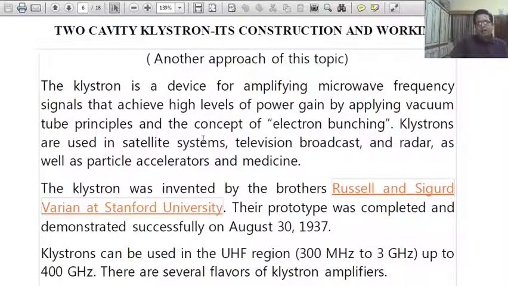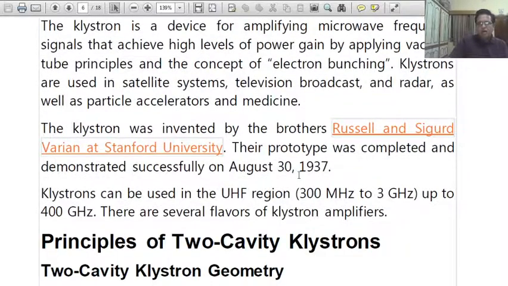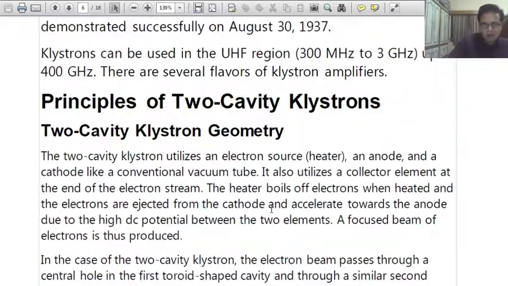The klystron was invented by brothers Russell and Sigurd Varian at Stanford University in 1937. Klystrons can be used in the UHF region. What is the range? 300 megahertz to 3 gigahertz, up to 400 gigahertz. There are several flavors of klystron amplifiers.